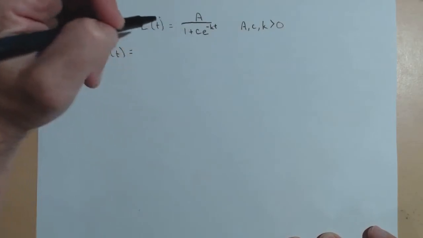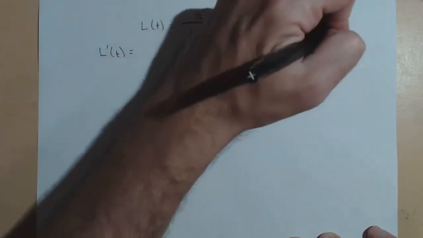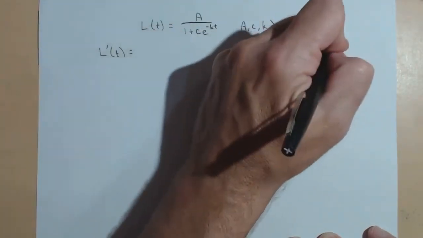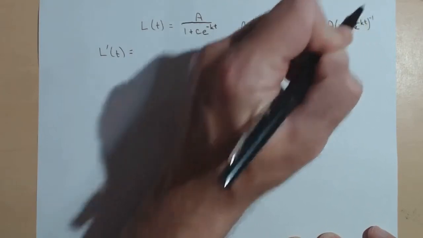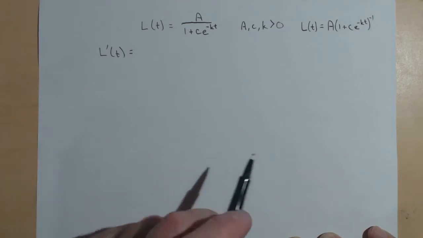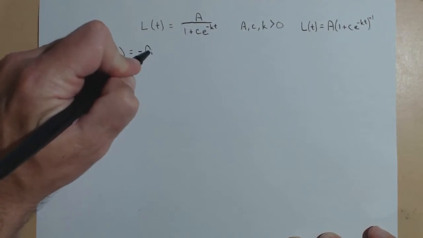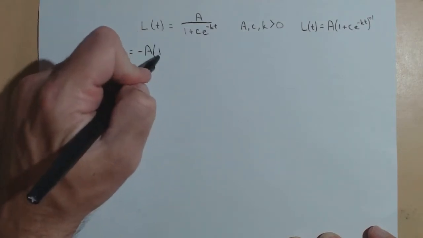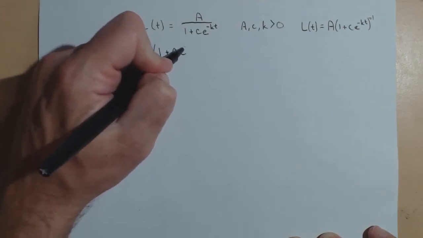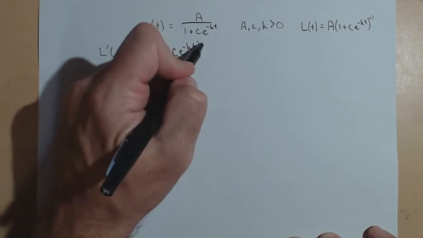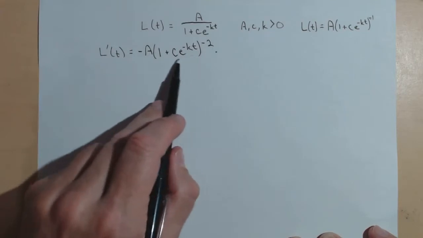Well, before we do that, we might want to rewrite L of t as a product. For instance, A times (1 plus CE to the negative KT) to the negative 1. It's going to allow us to use a chain rule. So when I do my derivative, I'm going to pull the negative out front. So I'm going to have negative A, which is just a constant, and then (1 plus CE to the negative KT) to the negative 2, leaving the inside alone, times the derivative of the inside.